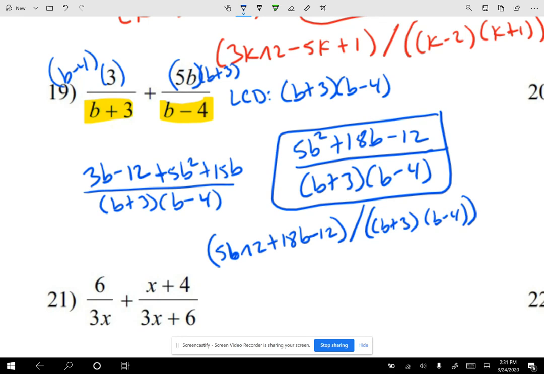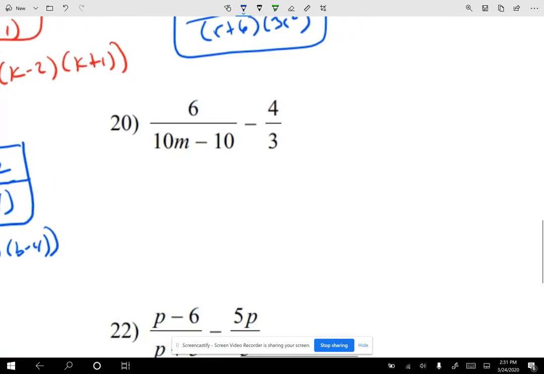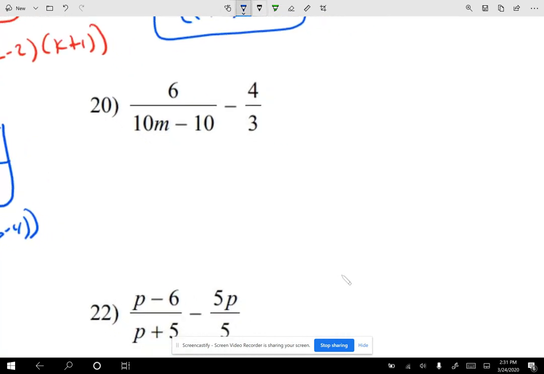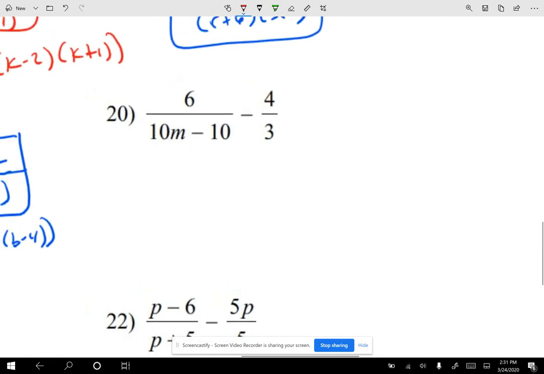Now let's take a look at number 20. Looking at my first fraction, I can factor out 10. That gives me n minus 1. And the reason why I want to factor a 10, because looking at the number on the top, 6 over 10, that can be simplified as 3 over 5. The reason why I want to factor things, probably I can cancel with something on the top of the same fraction. Now my second fraction, I cannot cancel anything.